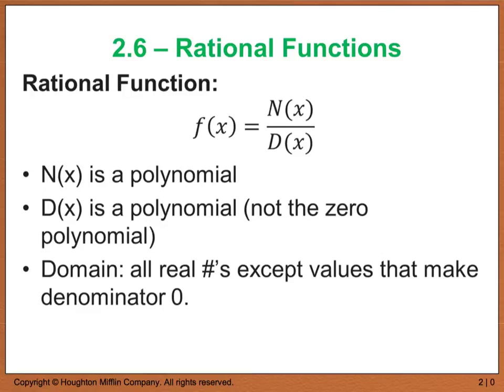Before we begin, let's identify what a rational function is. A rational function is a function, and in this case we're going to call it f of x, that is equal to a polynomial, which is represented by the function n of x, divided by another polynomial, which is represented by d of x. Now, n of x is a polynomial, d of x is a polynomial. Remember that our d of x, though, cannot equal 0.